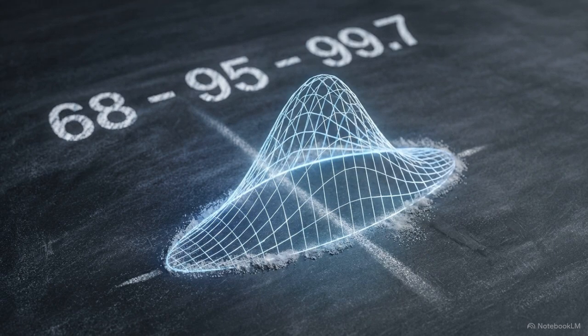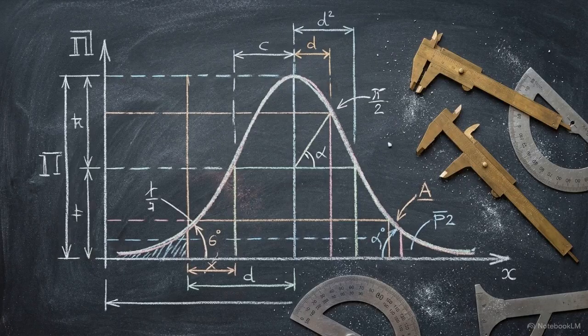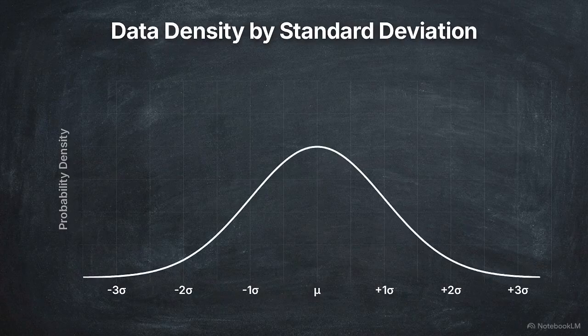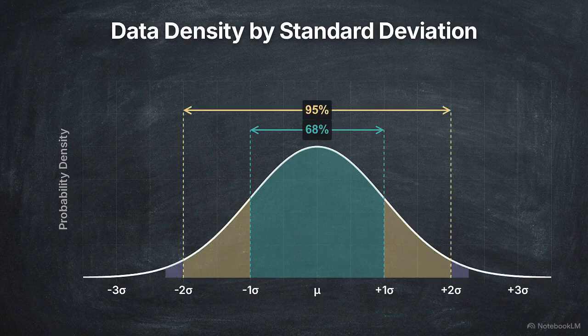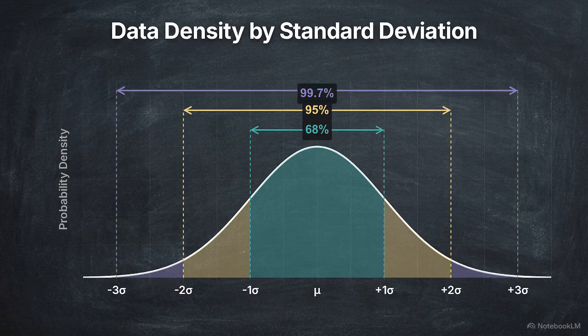This shape obeys strict volumetric laws known as the empirical rule. The empirical rule is a statistical guideline stating that for a normal distribution, almost all observed data falls within 3 standard deviations of the mean. Exactly 68% of the data volume lives within the first standard deviation from the center. Expanding outward, 95% of the data falls within 2 standard deviations, and 99.7% falls within 3.